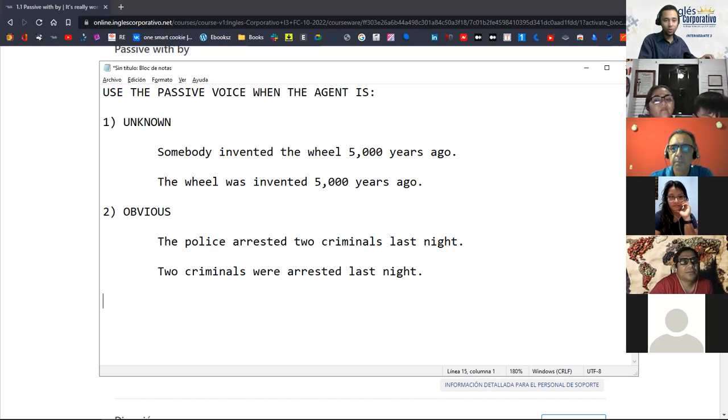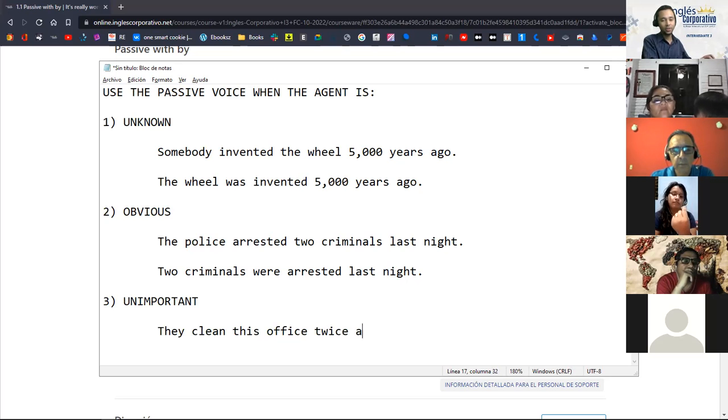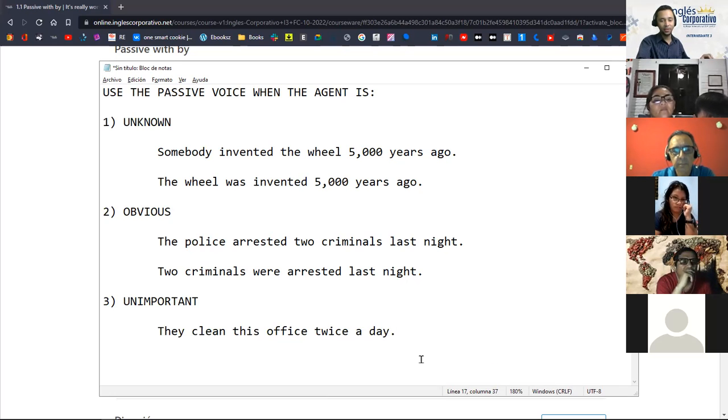8:58. We use the passive voice when the agent is unimportant. No es que la gente no sea importante, simplemente no es importante para entender la oración. For example, let's say they clean this office twice a day. That's the active sentence. What is the passive sentence?